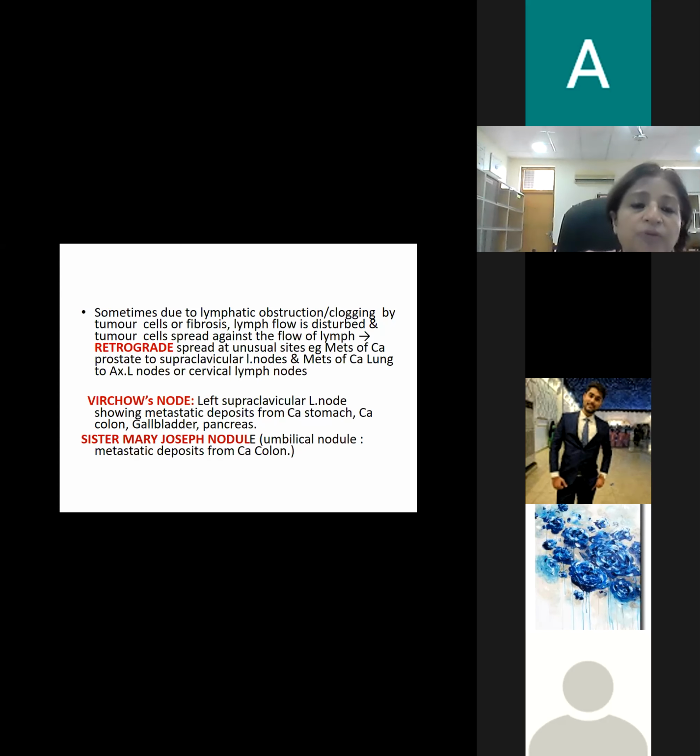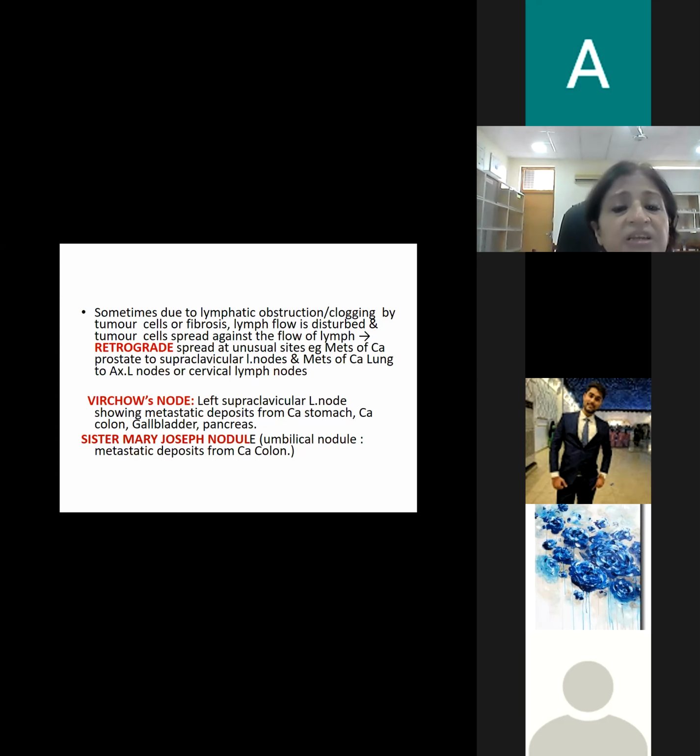Now that is known. इसको आपको पता होना चाहिए कि Virchow's node क्या है. This can also be asked in the exam. It is a left supraclavicular lymph node which is harboring metastatic deposits, most commonly from cancer of the stomach, cancer of the gallbladder, pancreas, or colon. ठीक है? That is Virchow's node.